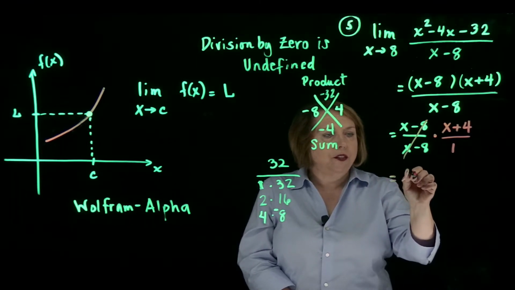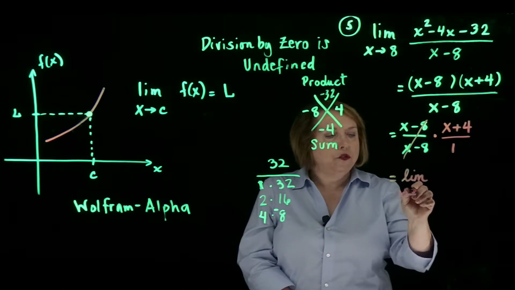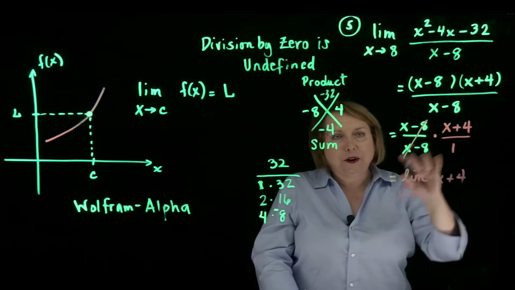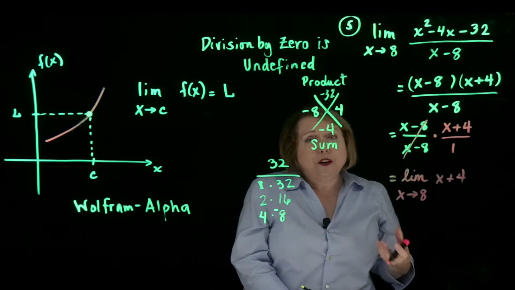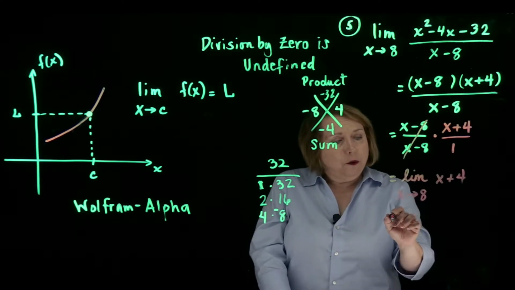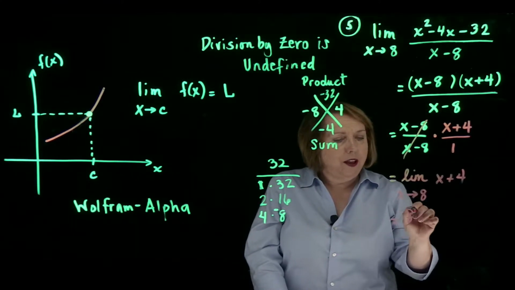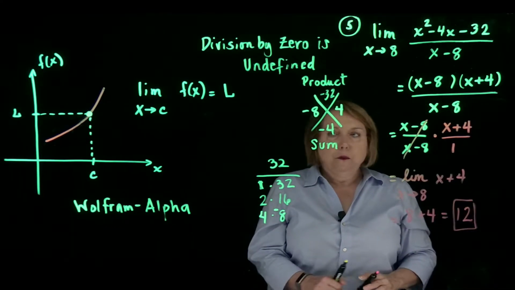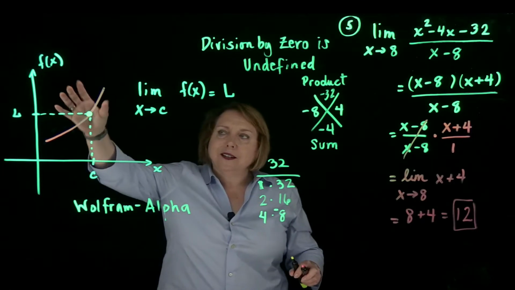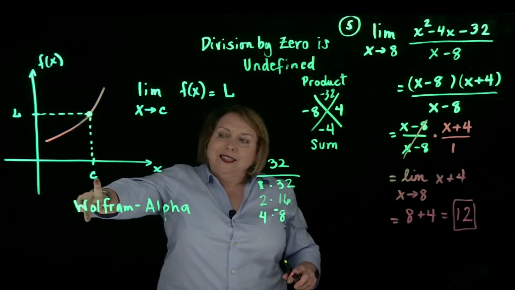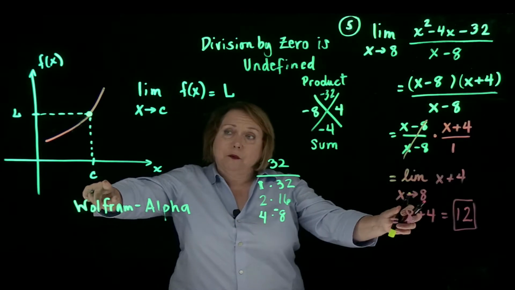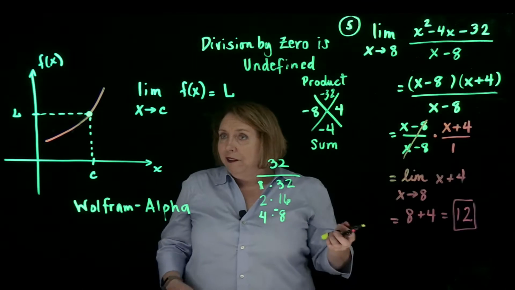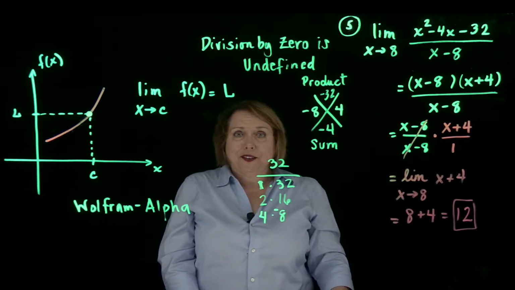So now we're looking for the limit as x approaches 8 of x plus 4, an equivalent expression to our original one that we could not find the limit for. Now replacing x with 8, I will have 8 plus 4, and my limit is equal to 12. Remember, the limit is the height of the function at that value of x. In this case, it was 8. So if x is 8, the height is approaching a y value, or f of x value, of 12.